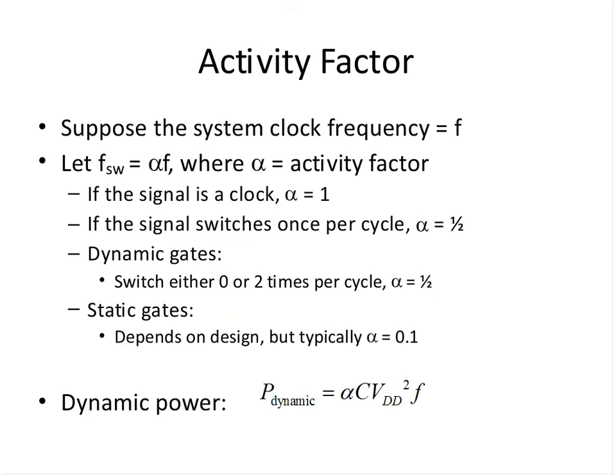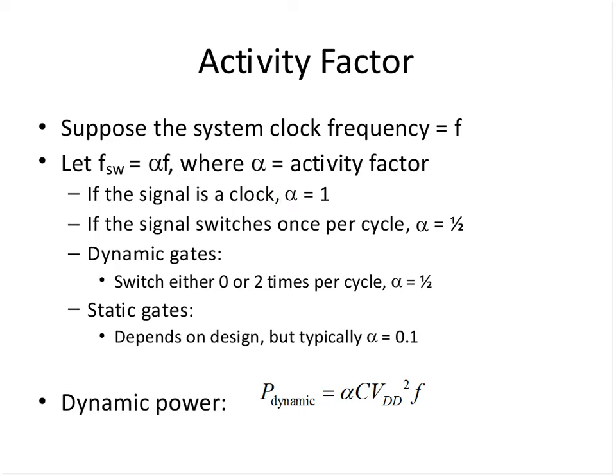Dynamic gates switch either 0 or 2 times per cycle, so the average alpha we take to be 1 by 2. When a signal switches once per cycle, alpha is equal to 1 by 2. If a signal switches twice per cycle like a clock, alpha is equal to 1. For dynamic gates, they either switch 0 or 2 times. If they switch 2 times, alpha is equal to 1; otherwise alpha is equal to 0, so the average alpha is 1 by 2. Static gates depend on the design, but typically default values have been seen to be alpha equal to 0.1. This is only for data signals, not for clock. For clock, it's a special case, alpha is equal to 1.